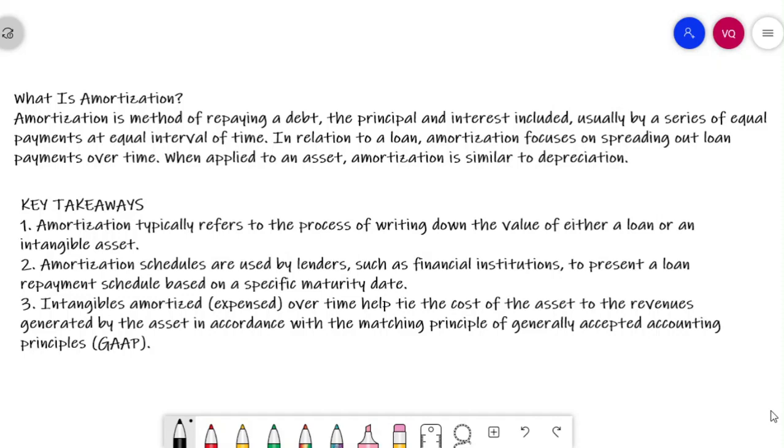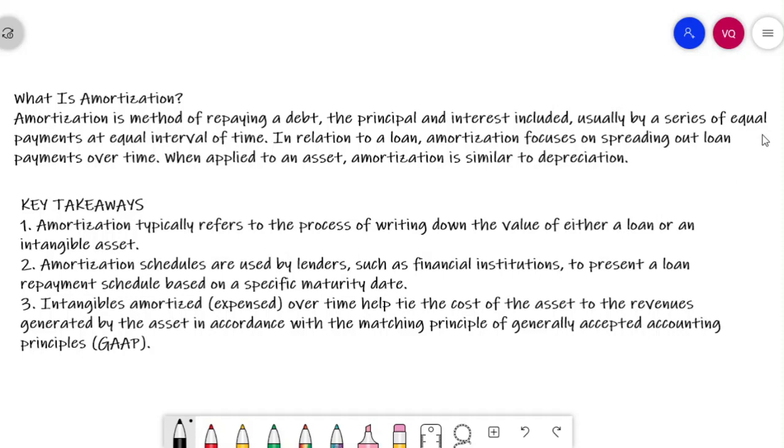When applied to an asset, amortization is similar to depreciation. The term amortization refers to two situations. First, amortization is used in the process of paying off debt through regular principal and interest payments over time. An amortization schedule is used to reduce the current balance on a loan, for example, a mortgage or a car loan through installment payments.